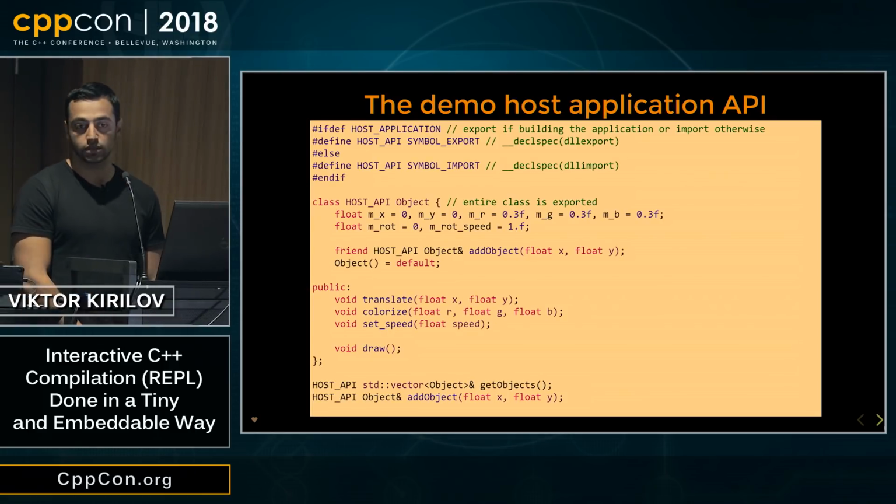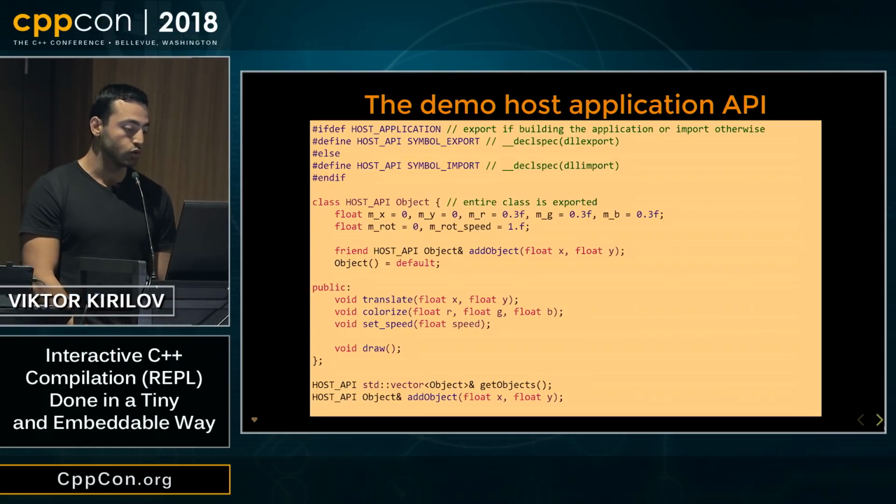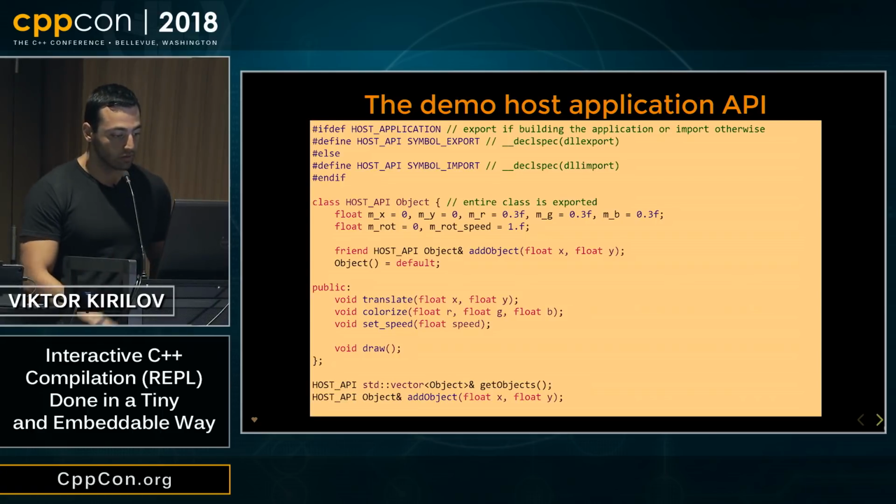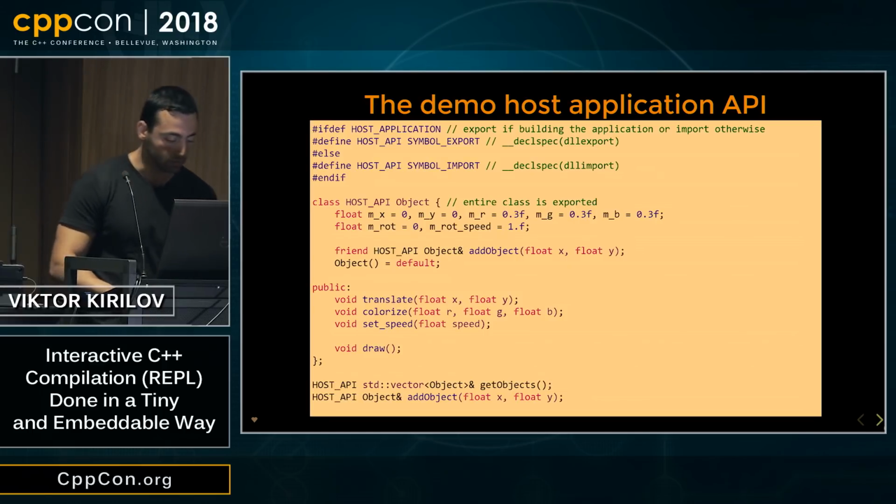The first demo I'm about to show will be using the following API. We have an object class with a few methods and 2 free functions to get all objects and add a new object. And all of this is exported through a dynamic interface. So let's continue with the first demo.